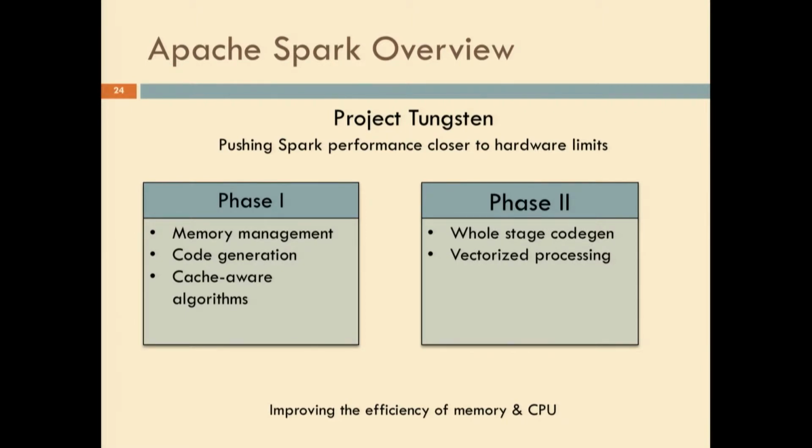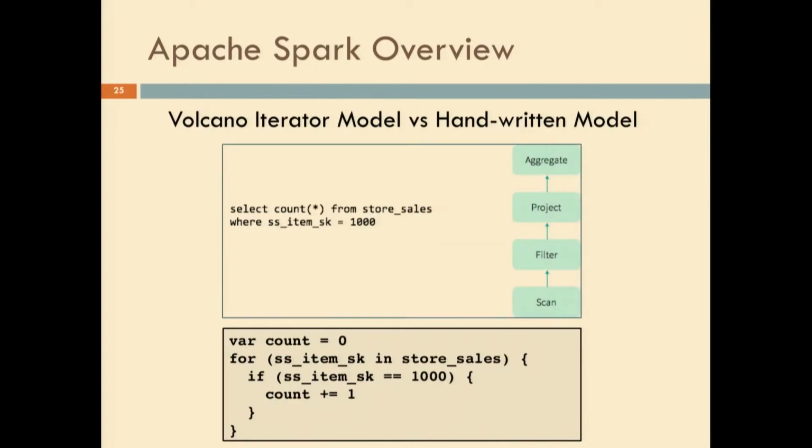Phase one was started in 2015. Phase 2 was completed in late 2016 with the optimization for the whole stage code chain. So let's talk about it a little bit. So imagine that we have this select statement, select count star from store where item SK equal 1,000.